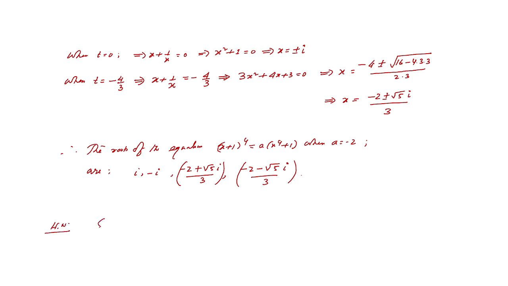Now it will be exercise homework. You will solve (x + 1)^4 = a(x^4 + 1) when a = 2. Okay, so when a = 2, that means it is not equal to 1. So it will be a reciprocal equation of first type. So you will solve it. Okay, this is your exercise.